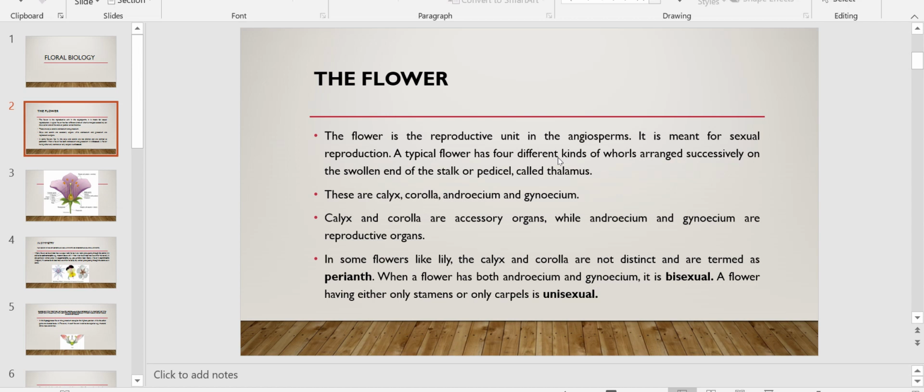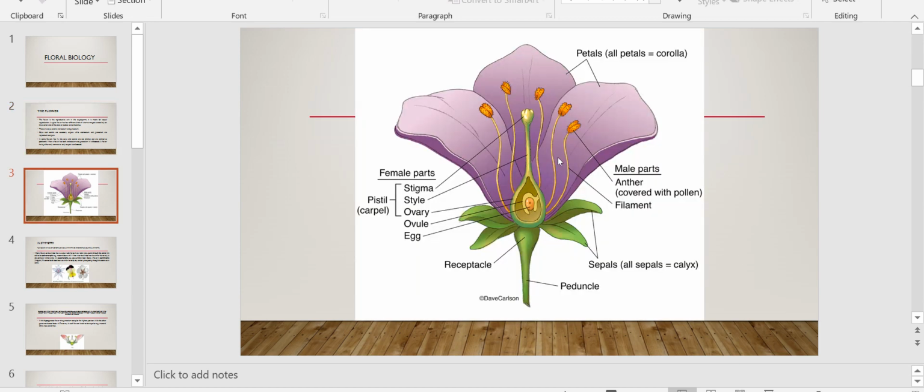In some flowers like lily, the calyx and corolla are not distinct and are termed as perianth. When a flower has both androecium and gynoecium, it is bisexual. A flower having either only stamen or only carpel is unisexual. As you can see, this is the flower structure. The female parts are stigma, style, ovary, and the male parts are anther and filaments. Collectively, petals are known as corolla and sepals are called calyx.